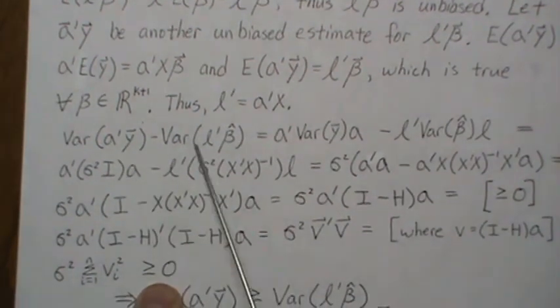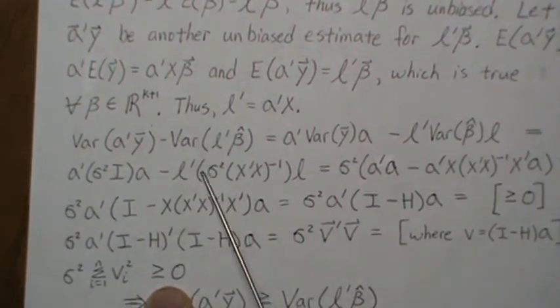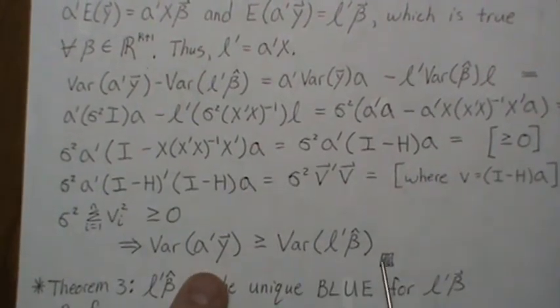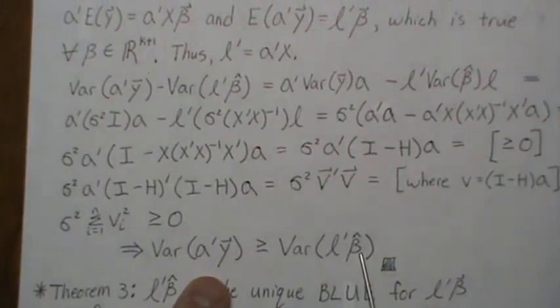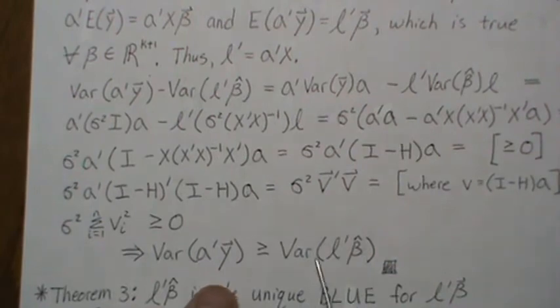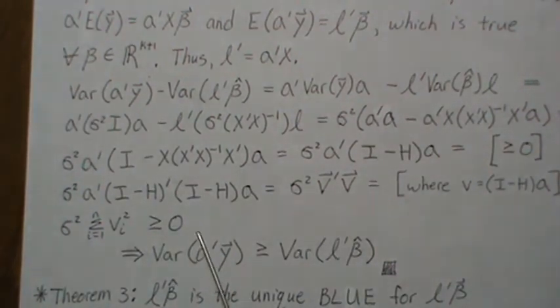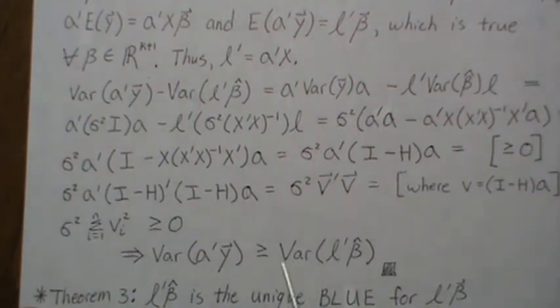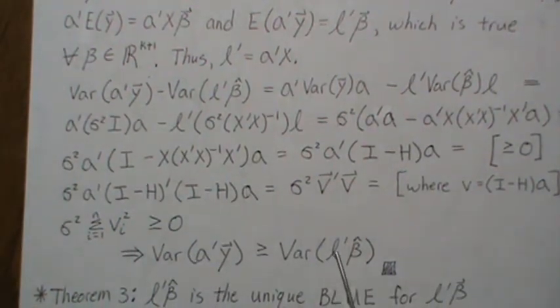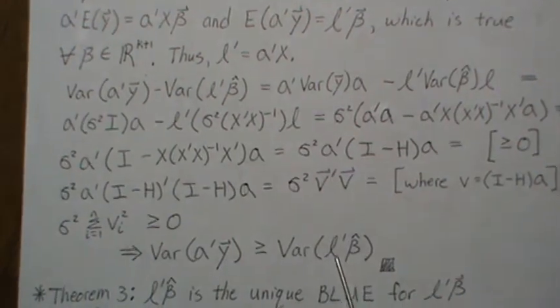But remember, we started with this, so that implies that the variance of our least squares estimate is always smaller than that of any other unbiased linear combination. Could be equal. We could find something that's equal to it, but we know that this definitely has the smallest variance. So it's a BLUE.